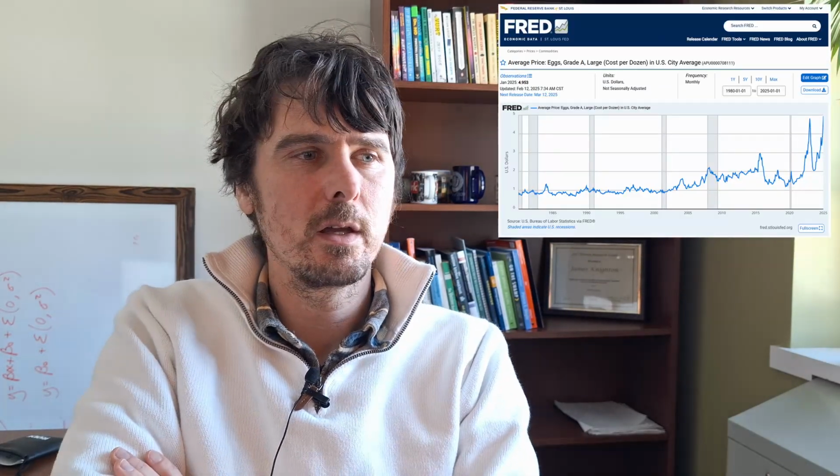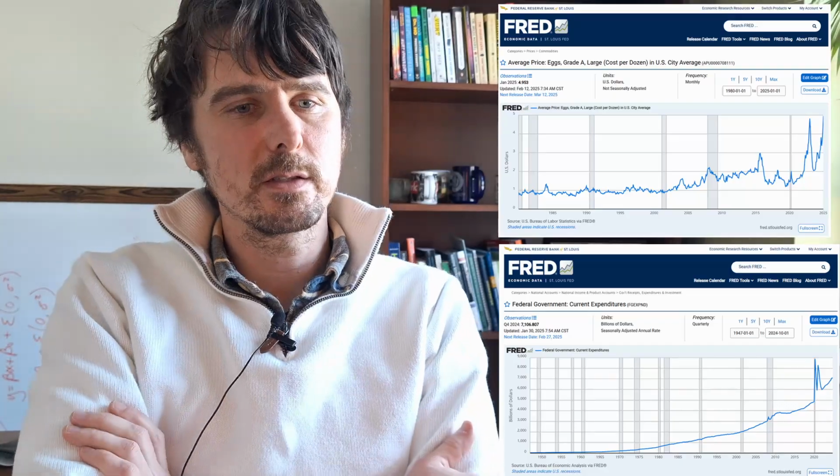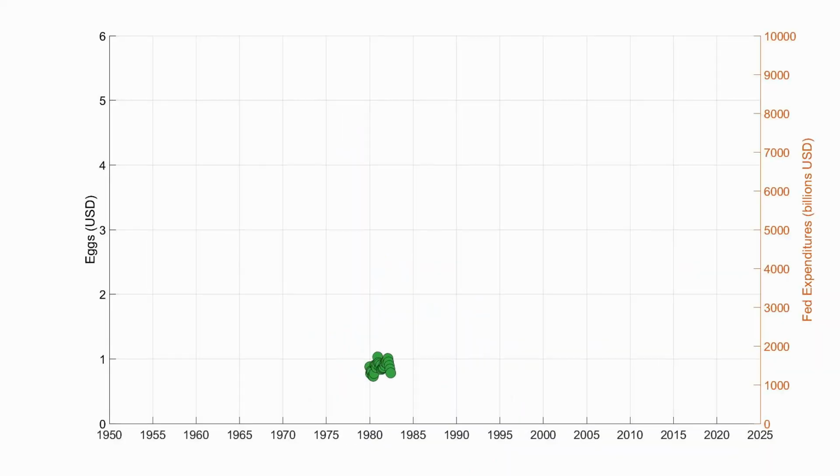We can download publicly available data on egg prices quarterly going back almost 70 years. We can also obtain data on federal expenditures going back really far. The price of eggs is certainly going up. It bounces around kind of randomly for a really long time. It seems to depend on nothing.